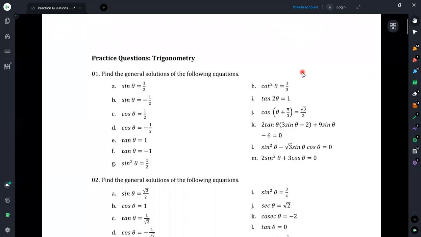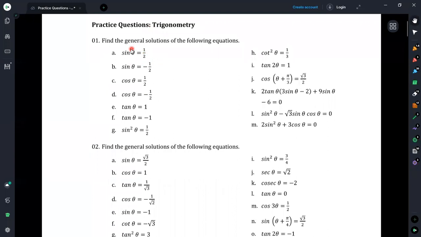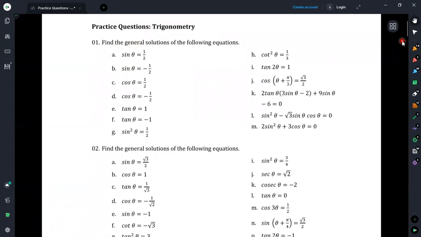In this session, I will discuss some practice questions regarding trigonometry. In the previous sessions also we have discussed some practice questions, and in this session also it will again be a practice question session. Therefore, in the first question I will discuss these parts.